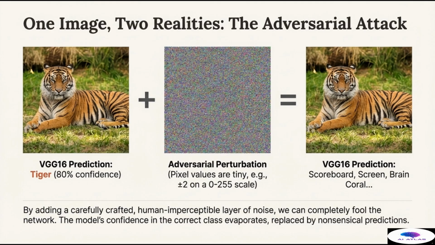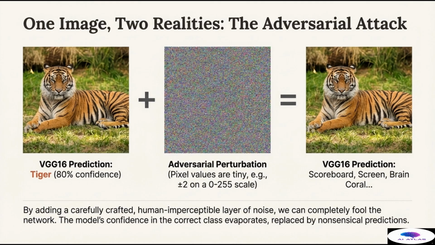Crucially, the pixel values of this noise are extremely small, perhaps changing the original pixel colors by only plus or minus 2 units on the full 0 to 255 scale. When we mathematically add this imperceptible noise layer to the original tiger image, we get the result on the right. To the human eye, the image on the right is absolutely identical to the original. We still see a confident tiger relaxing in the grass.